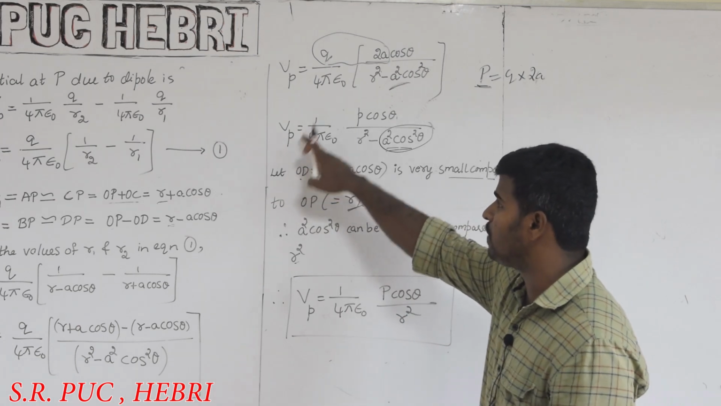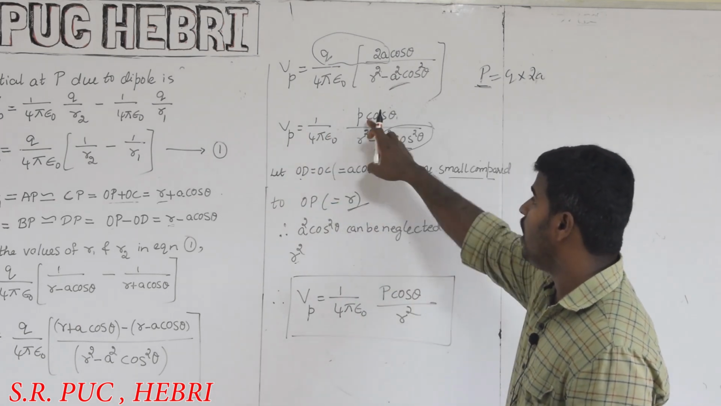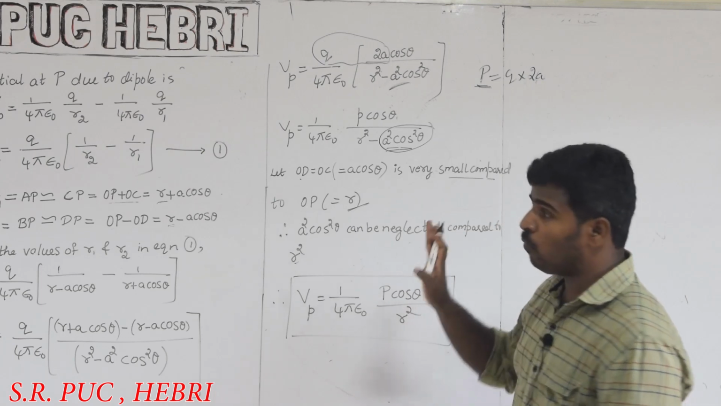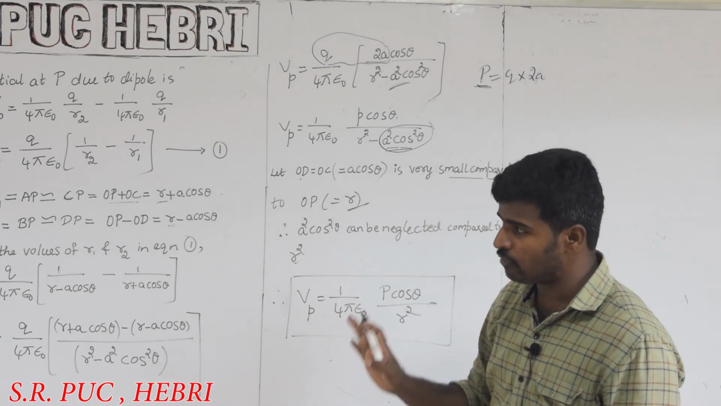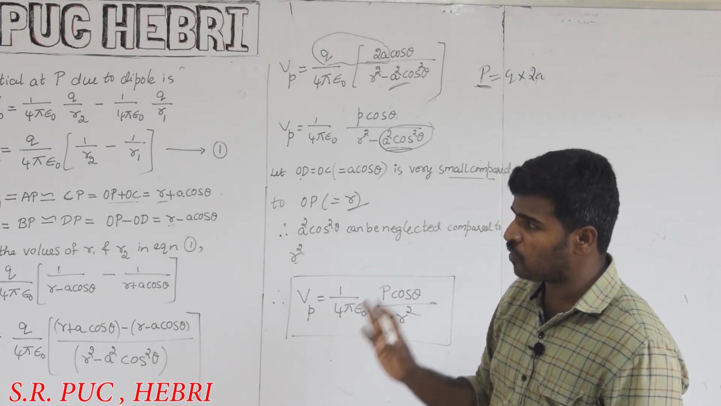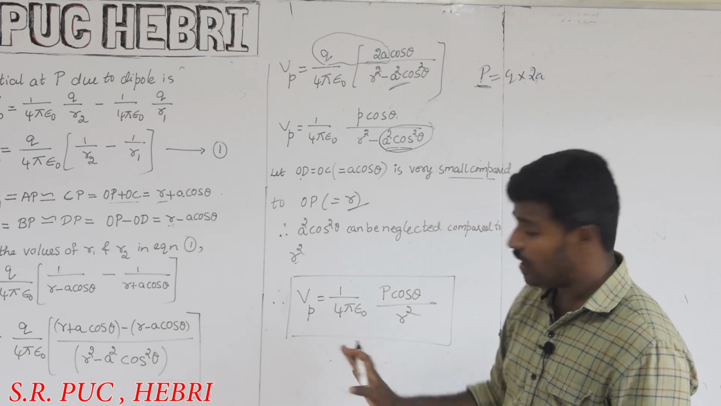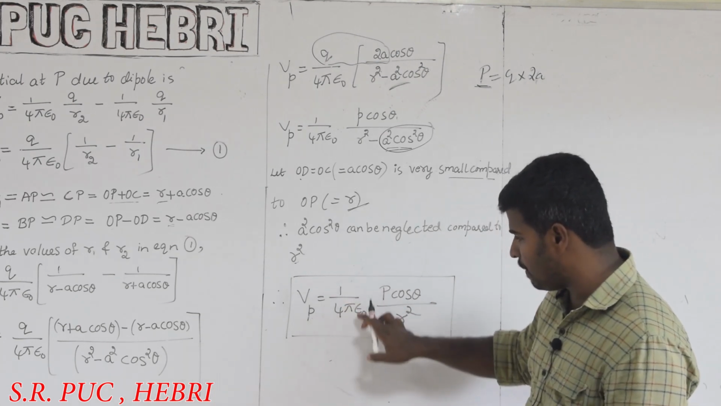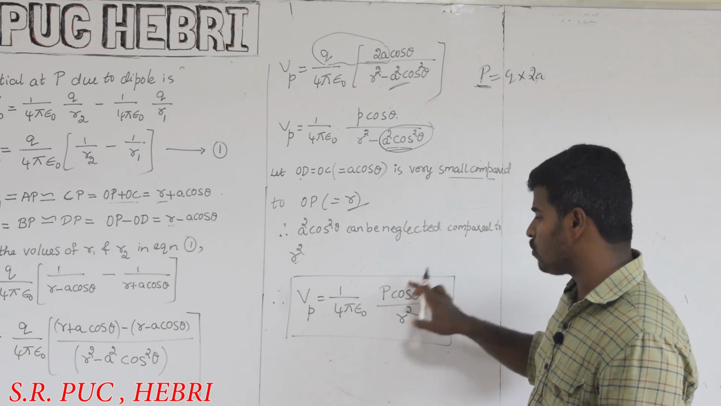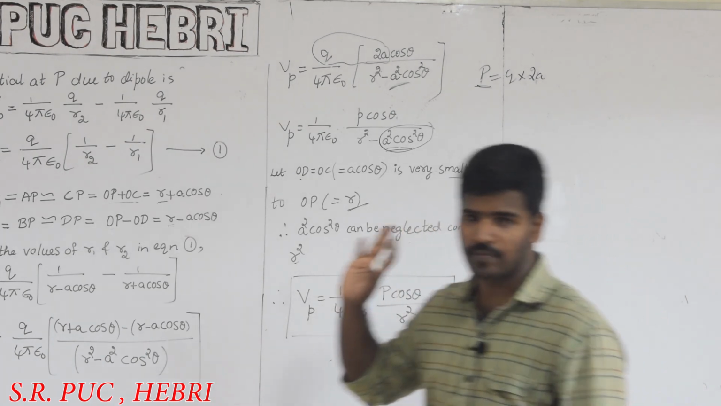Therefore, the same equation: Vp is equal to 1 by 4 pi epsilon naught P cos theta divided by R square. One more 5 mark important question: arrive at the expression for potential at a point due to electric dipole. What is the expression? Vp is equal to 1 by 4 pi epsilon naught times of P cos theta divided by R square.